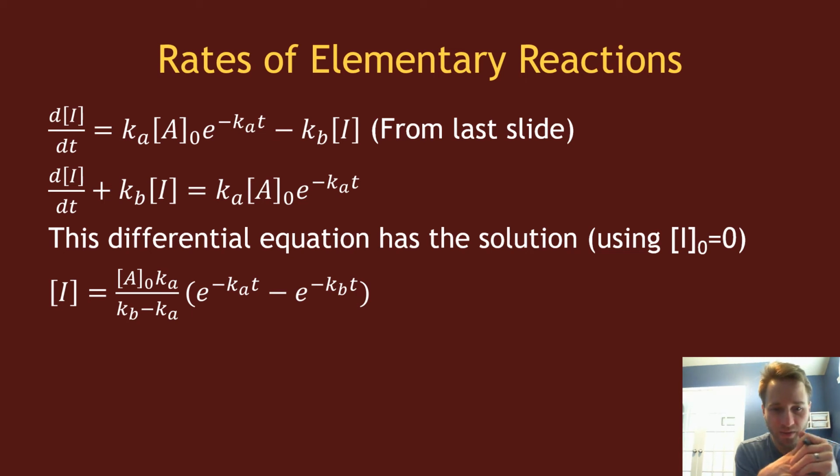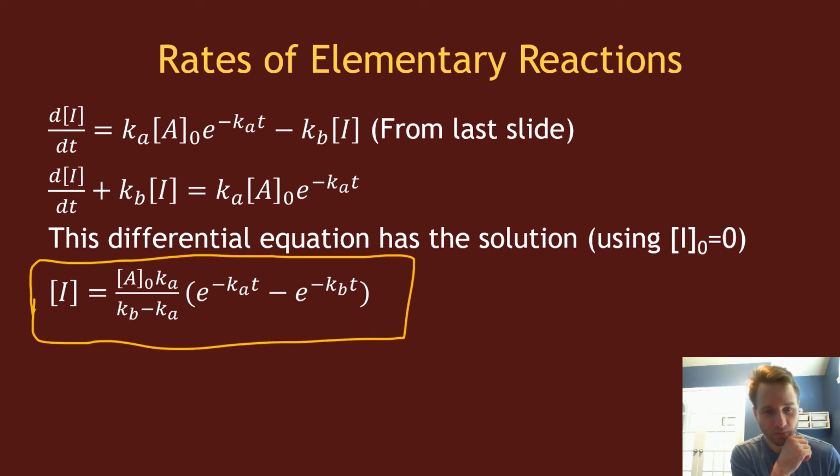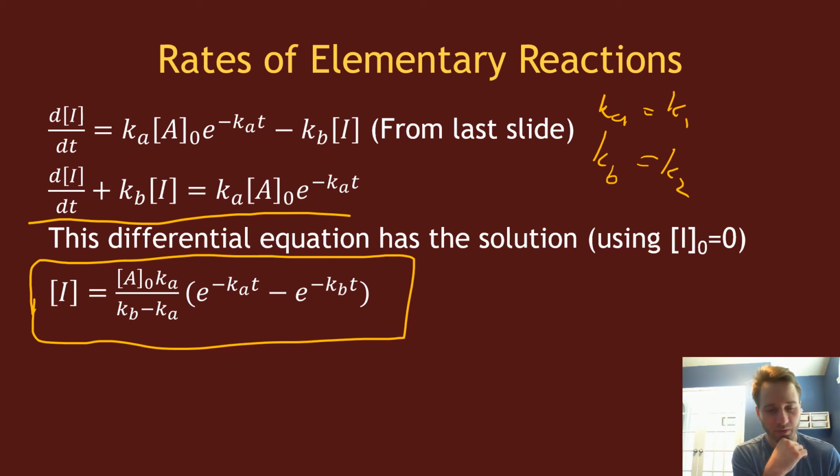But we'll just present here that the solution to this differential equation is as follows. The concentration of I is equal to the initial concentration of A times Ka divided by Kb minus Ka, where again Ka is equal to K1, the rate constant for the first reaction, and Kb is equal to K2, the rate constant for that second reaction, and then e to the minus Ka t minus e to the minus Kb t. So this is the solution to the differential equation that we had found above.